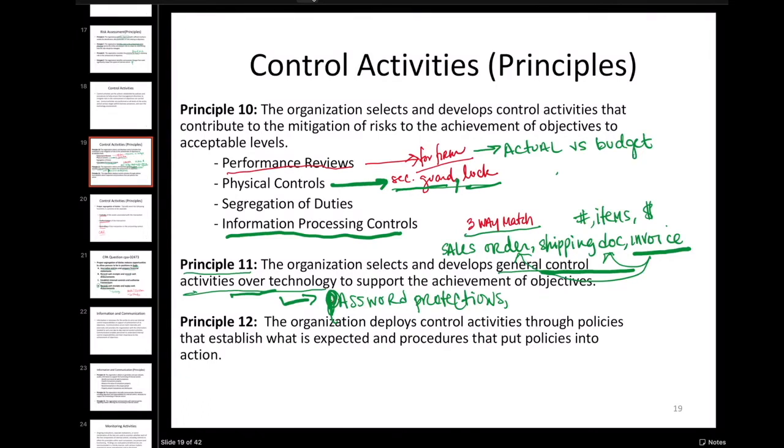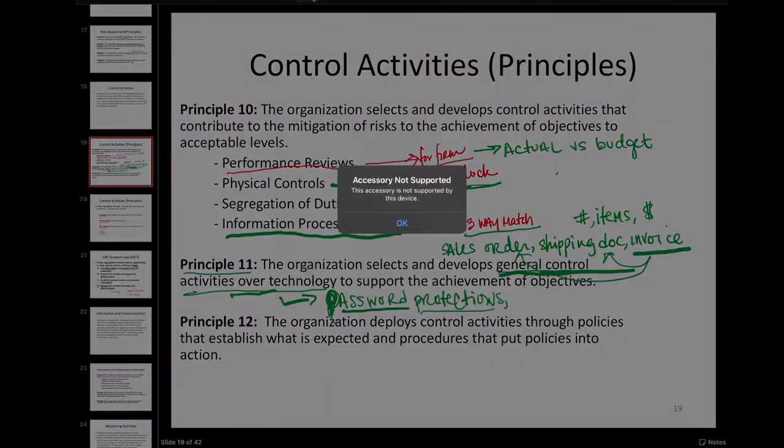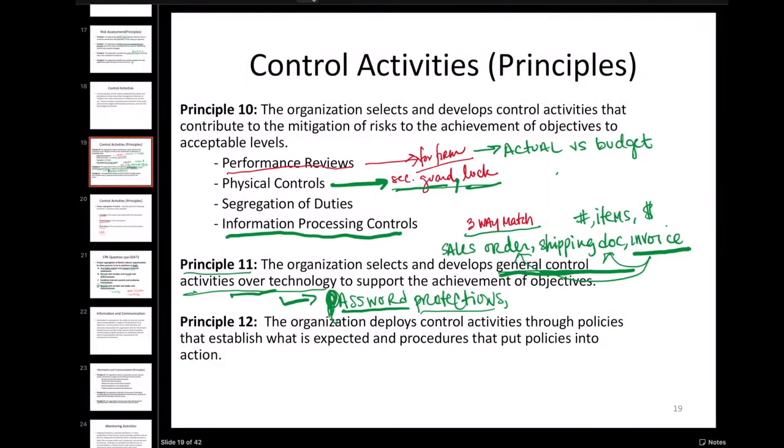All right, so compare that to the general IT control, which is what Principle 11 is. A general IT control would be something like, hey, all of our systems are password protected, right? So that is a general control that is covering all sorts of systems. And Principle 12 is just saying, hey, once we have decided all the controls we need to help mitigate these risks, we're going to deploy those controls throughout the organization.